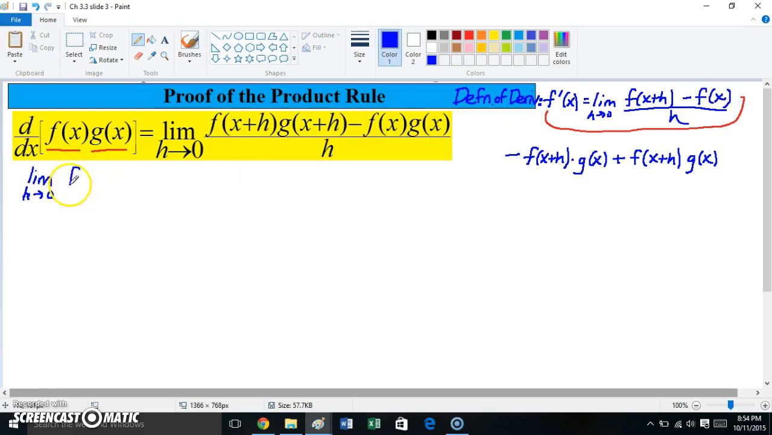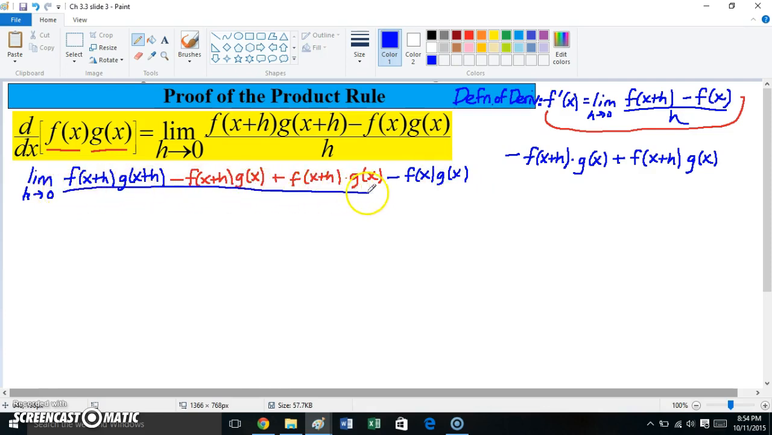So here we go. F of x plus h times g of x plus h. I'm going to insert my 0: minus f of x plus h times g of x, plus f of x plus h times g of x, minus f of x times g of x, all over h.